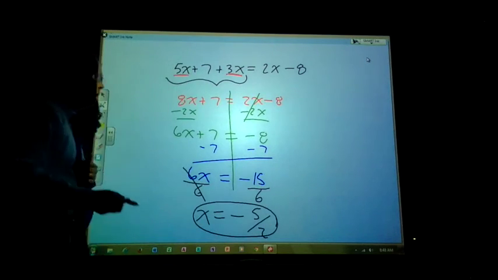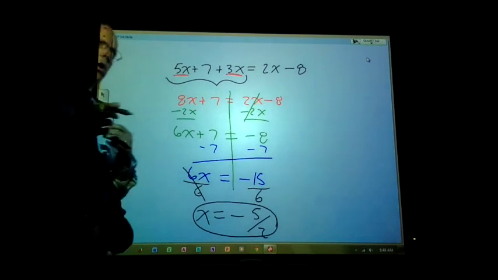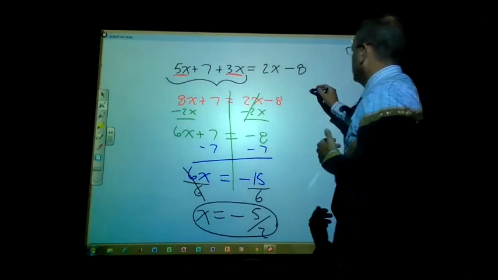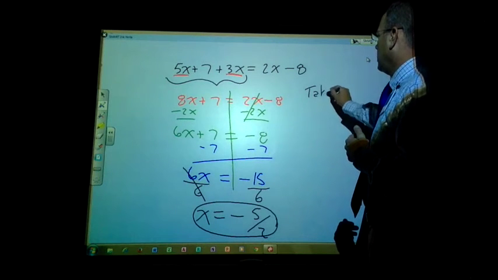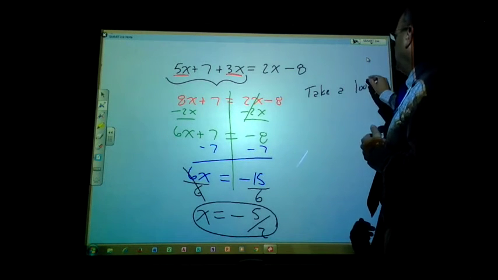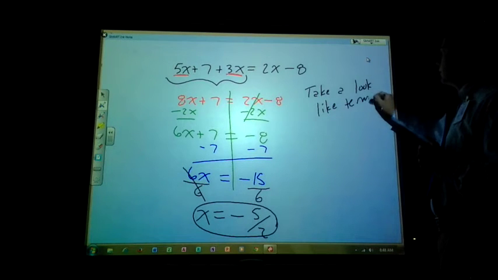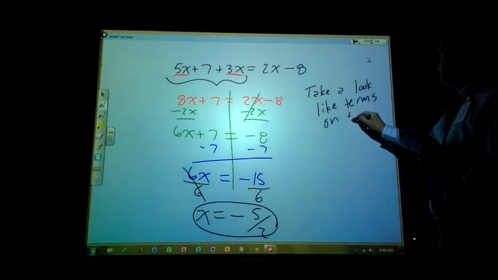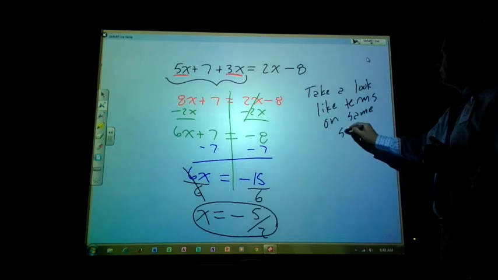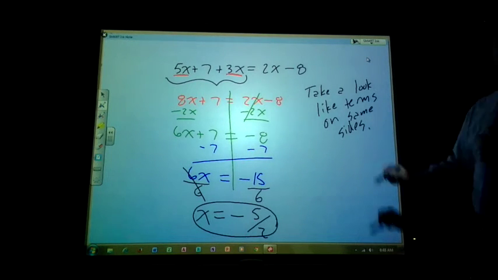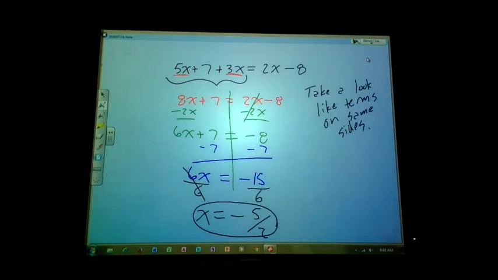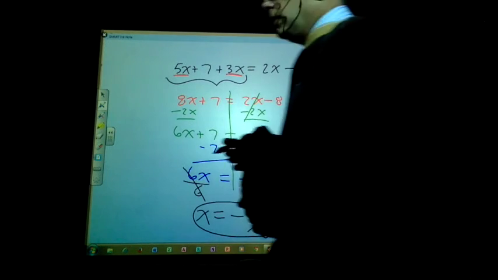So that's my answer. So with these, when you first start them out, take a look at any like terms on the same sides. If you have them, combine them. If not, then you go to the next step or start moving things backwards and forwards. Does that make sense?